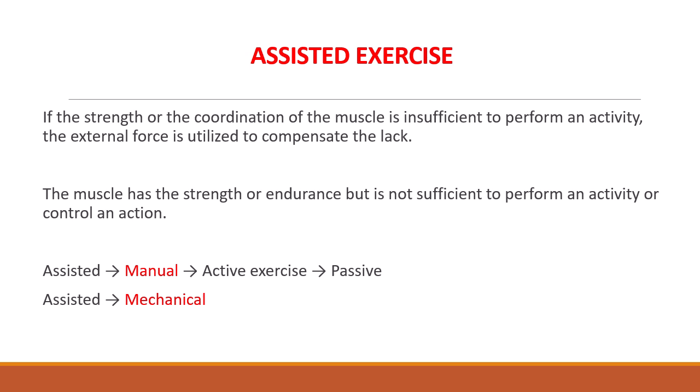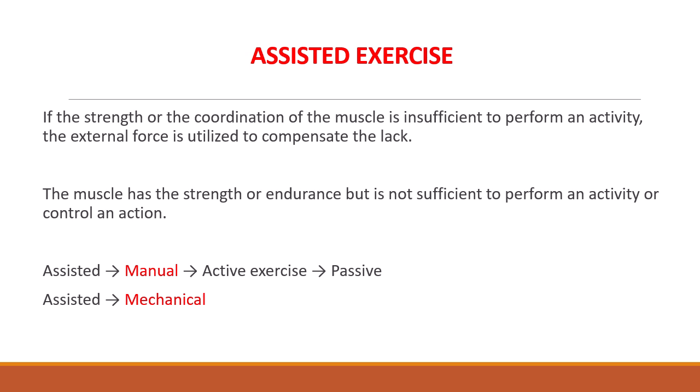Let us see assisted exercise. If the strength or the coordination of the muscles is insufficient to perform an activity, an external force is utilized to compensate for the lack. The muscle has the strength and endurance, but is not sufficient to perform an activity or control an action. Assisted is manual, then active exercise, then we can do the passive, assisted and mechanical.